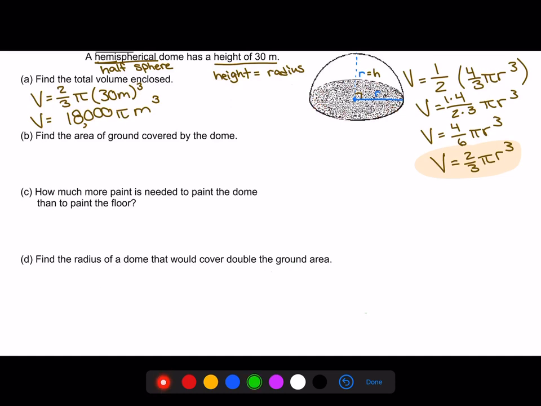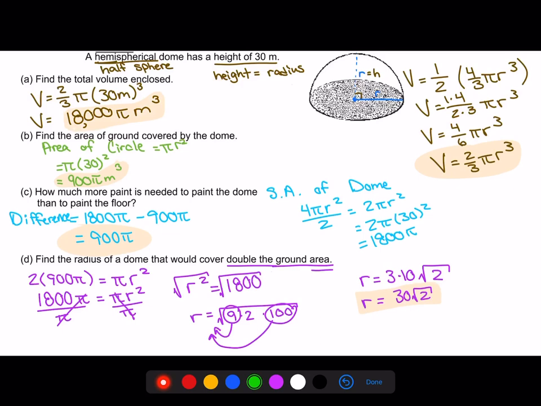Well, the area of a circle is just area is equal to pi r squared. And we know our radius is 30. So go ahead and we plug that 30 in. Whoops. And we end up with 900 pi meters cubed.